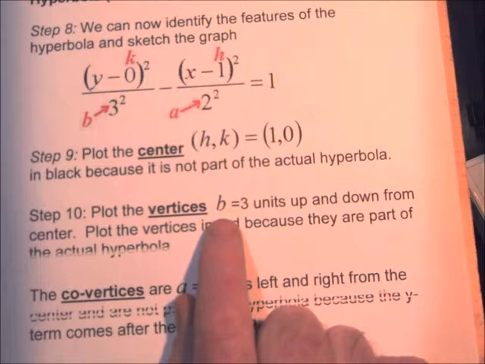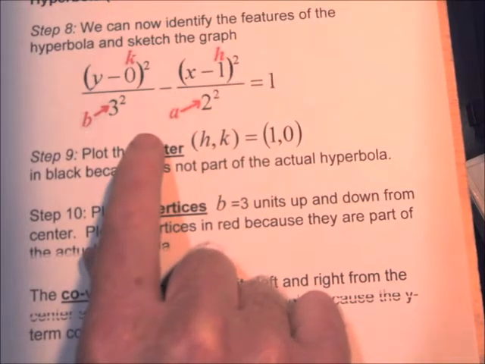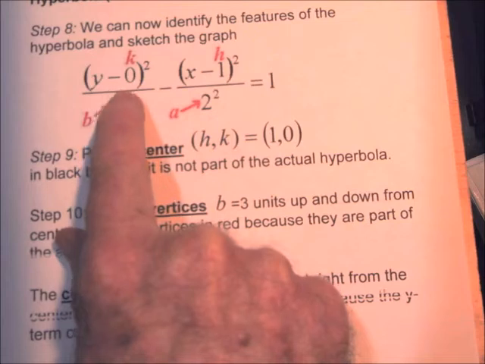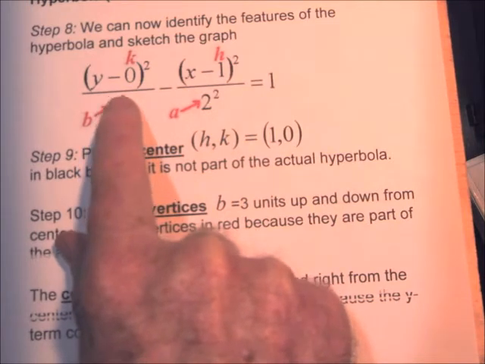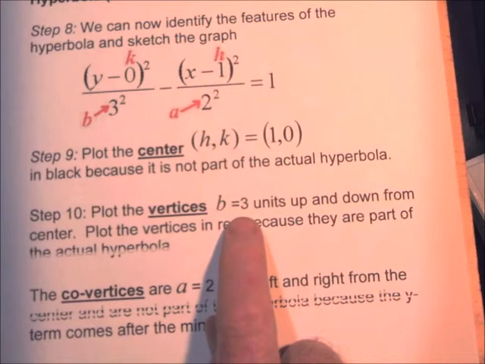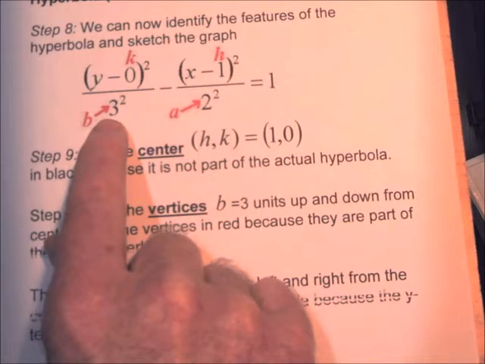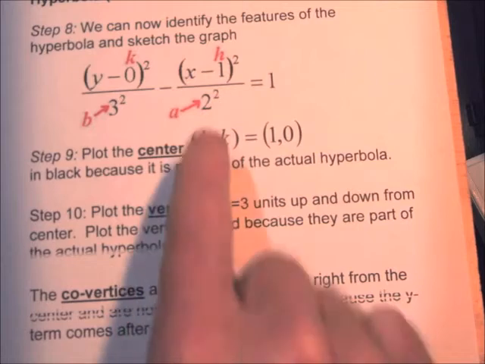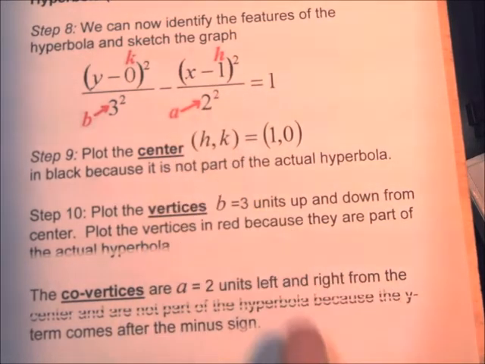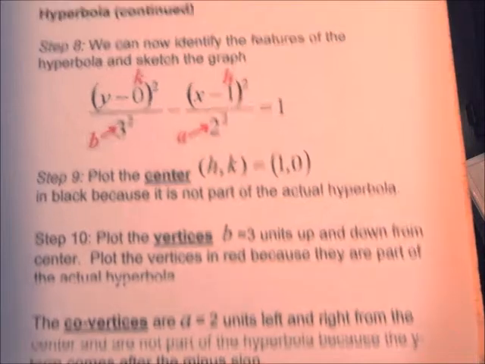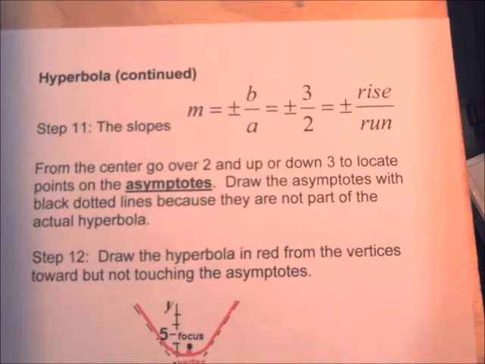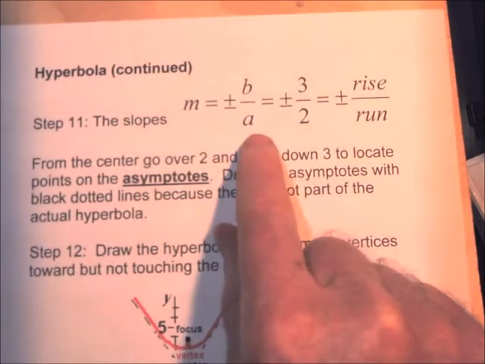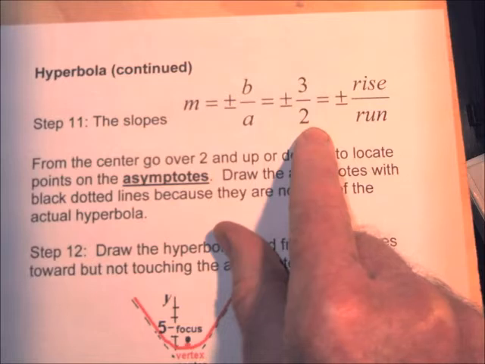The vertices, because the y squared is the one before the minus sign, the vertices will be up and down from the center, and we'll go up 3 and down 3 from the center, and the co-vertices, a is going to be the co-vertices. That'll be left and right from the center. The slopes are plus or minus b over a, which in this case is plus or minus 3 over 2.